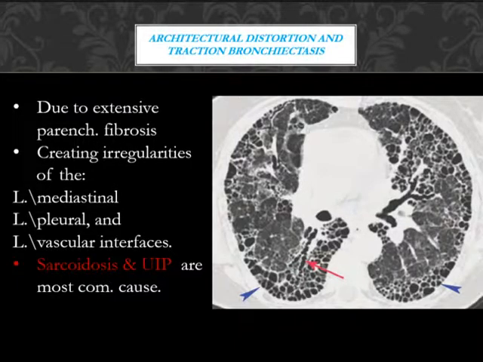In the late stage of interstitial lung disease with fibrosis, there will be architectural distortion and traction bronchiectasis due to extensive parenchymal fibrosis, creating irregularities of the lung with the mediastinum interface, or lung with the pleura, or lung with the vascular interface. The most common conditions reaching these stages are sarcoidosis and usual interstitial pneumonitis. We see in this, these are honeycombing, subpleurally located, and these are traction bronchiectasis.